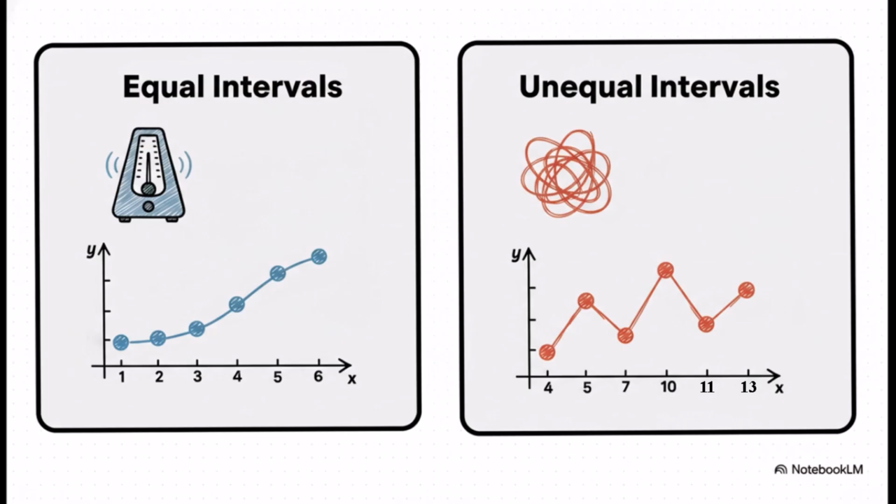Okay, to really get why this is a big deal, look at this comparison. On one side, you have the dream scenario, right? Evenly spaced data. Everything is neat, orderly, the kind of thing standard formulas just eat up. But then, there's the other side. That's the real world. Your X values are all over the map. A jump of 1, then 2, then 3. It's messy. And your typical run-of-the-mill methods, they just throw their hands up and fail. They just can't handle those random gaps.